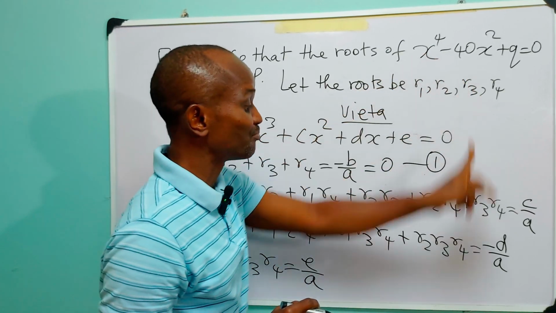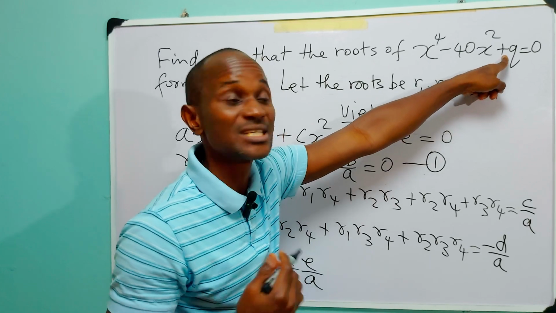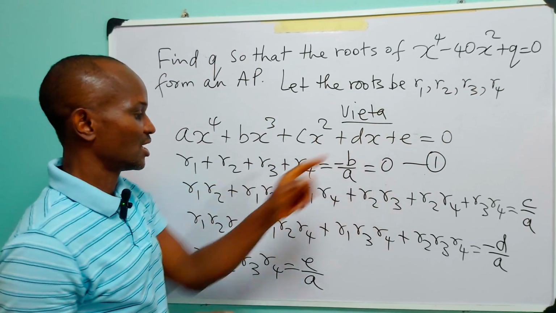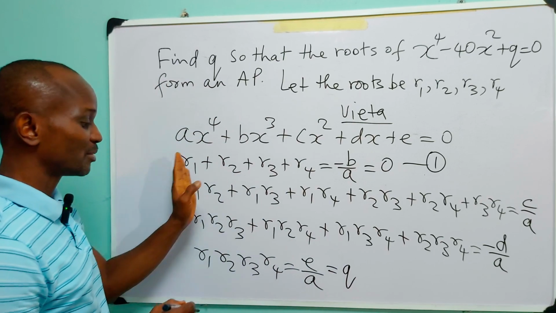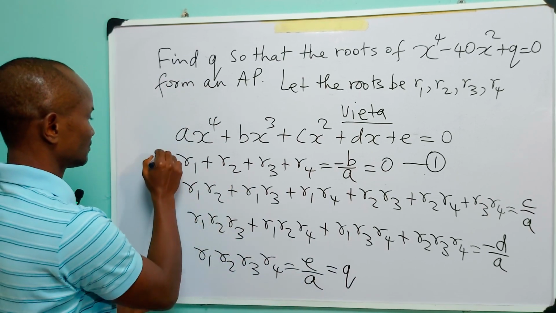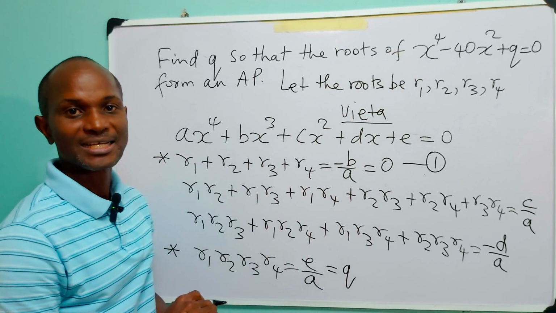Likewise, it tells us that the product of the roots of this polynomial must be equal to q, which is the constant term. So the second one, this is equal to q. So we will be making use of these 2 equations in solving this problem.